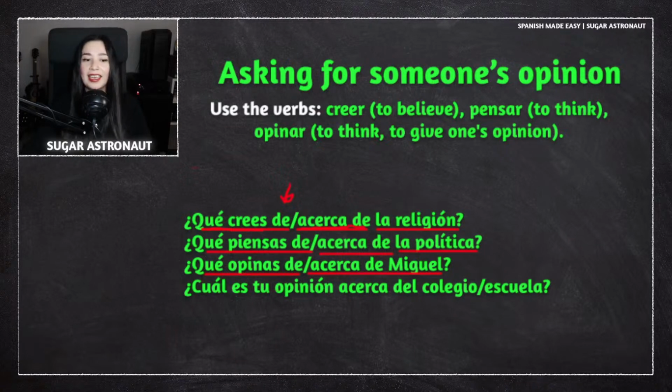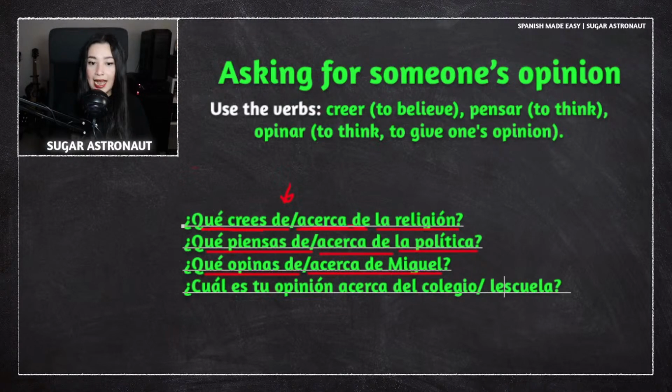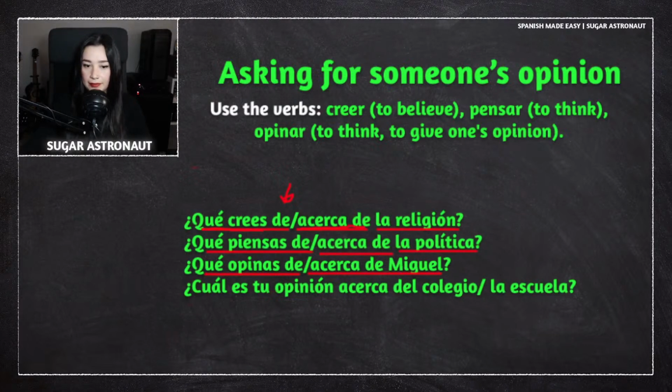Okay, anyways. ¿Cuál es tu opinión acerca del colegio or acerca de la escuela? So this means what's your opinion on the school? What do you think about the school? ¿Cuál es tu opinión acerca del colegio? ¿Cuál es tu opinión acerca de la escuela? So that means, yeah, what do you think about the school? What's your opinion on the school?